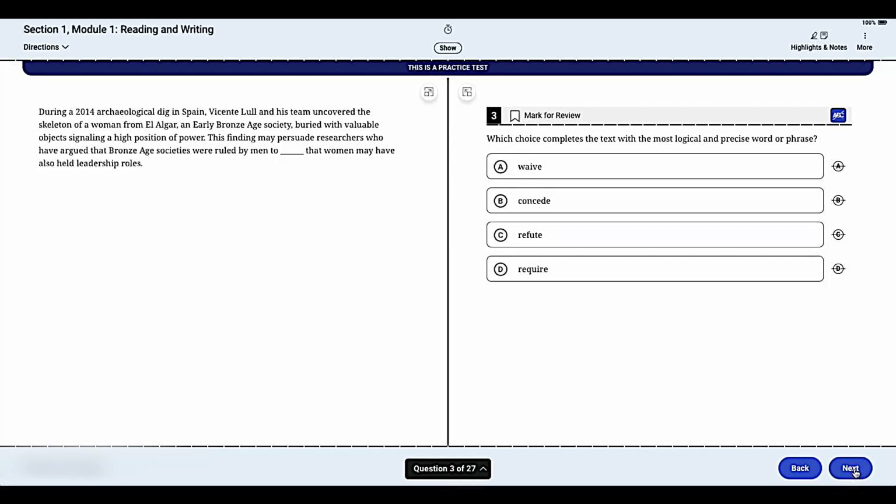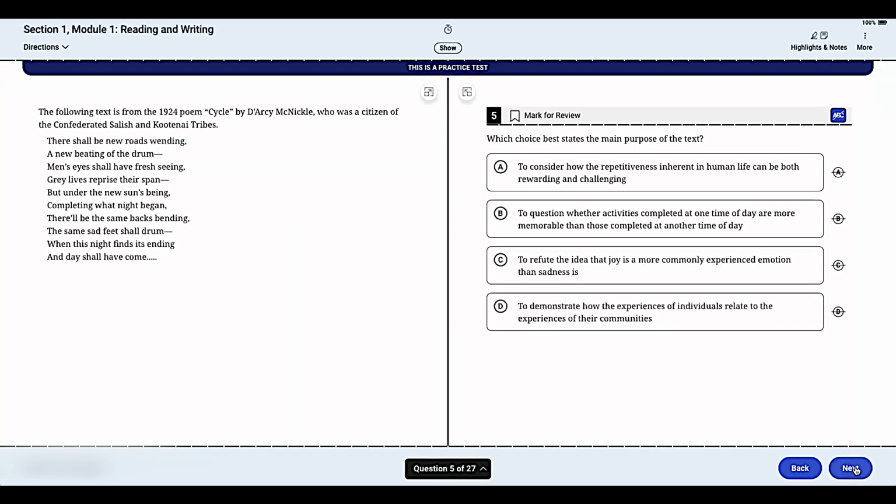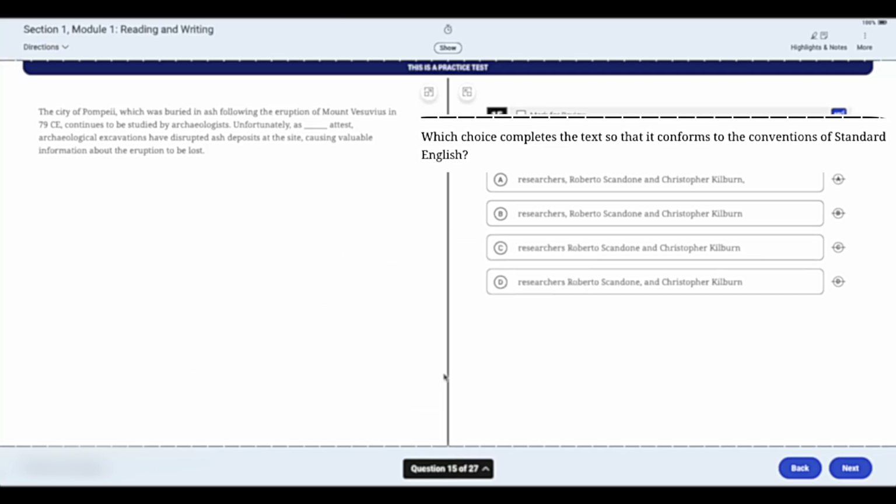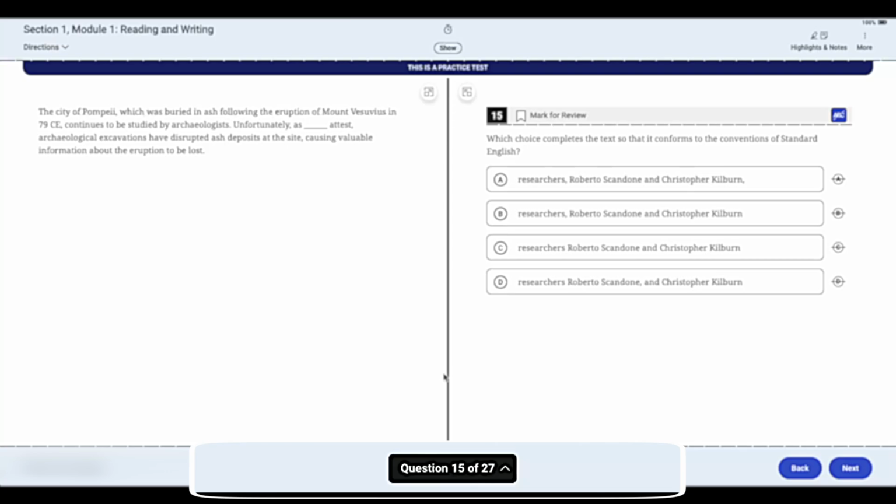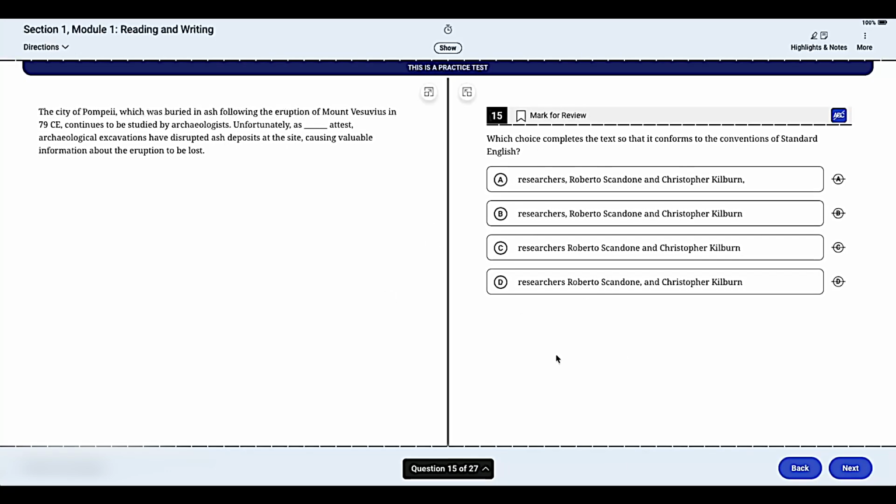But after you get through the words in context, I would recommend jumping to the standard English conventions. This is usually going to show up around question 15. And just like the words in context, if you know the rules, these should go pretty quickly and rack up some more points before you take time to analyze the more complex questions.